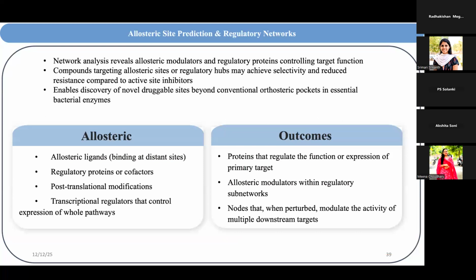And then comes allosteric site prediction and regulatory networks. So far we have focused on only the active site, but there is another category, the allosteric site. Proteins can also be regulated by allosteric ligands, regulatory proteins, cofactors, and post-translational modification. This network analysis can also uncover the proteins that regulate the function or expression of our primary target, and allosteric modulators. Nodes which are perturbed modulate the activity of multiple downstream proteins.